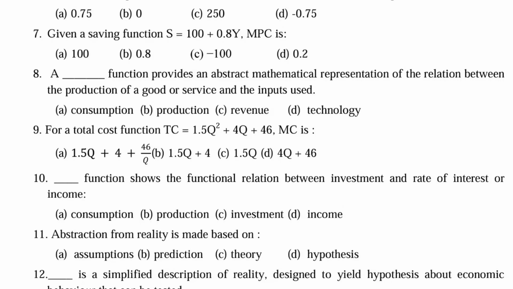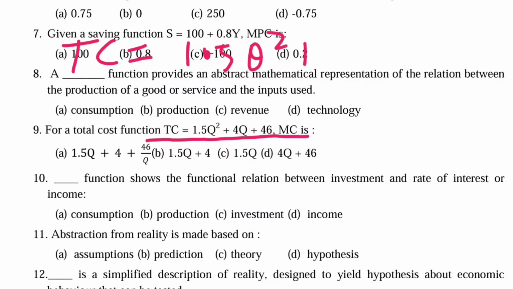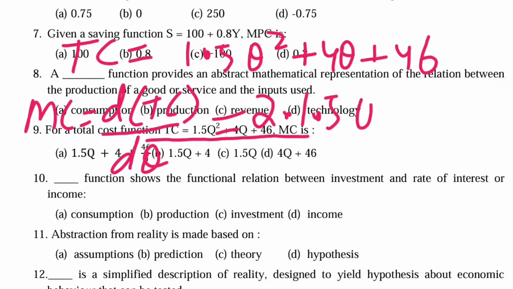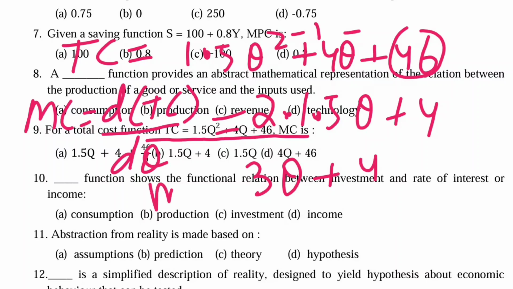Next question is, for a total cost function TC is equal to 1.5 q square plus 4q plus 46, find marginal cost. So total cost is equal to 1.5 q square plus 4q plus 46. Marginal cost is simply the derivative of total cost function with respect to output. So derivative of q square is 2q, so we will get 2 into 1.5 q with exponent subtracted by 1 by power function rule, plus derivative of q in the second term is 1, so we are left with 4, and derivative of a constant which is 46 is 0. So we got 2 into 1.5 is 3, we get 3q plus 4 will be the marginal cost.